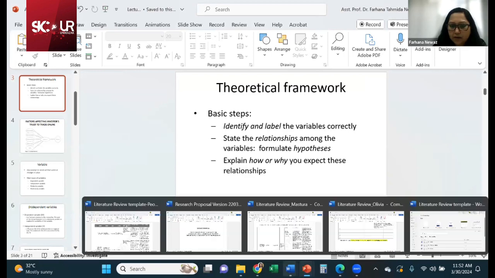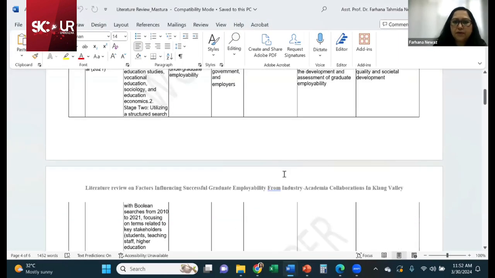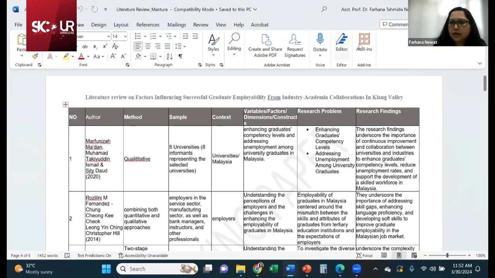Suppose, for example, I don't know whether it's there or not, some of the students' literature review is there, I think. Look, some of the students have already done it, so I just took one. So suppose this one is factors influencing successful graduate employability from industry academia collaboration in Klang Valley, right? So this is the main study of that student. I'm not saying that this is a very good one or correct. I'm just showing it to you to make you understand.